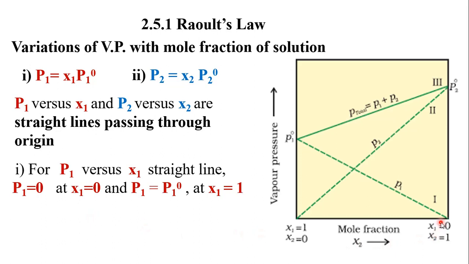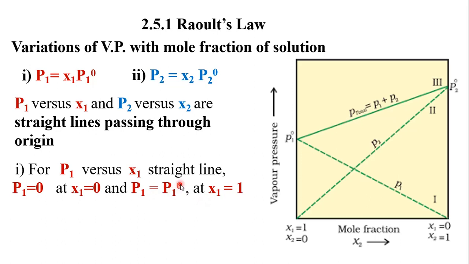So when the mole fraction of component 1 is equal to 0, then the partial pressure of that component is also equal to 0. And as the mole fraction of x1 goes on increasing, the partial pressure also goes on increasing. And when it reaches 1, when x1 is equal to 1, the mole fraction of component 1 is equal to 1, then what happens?